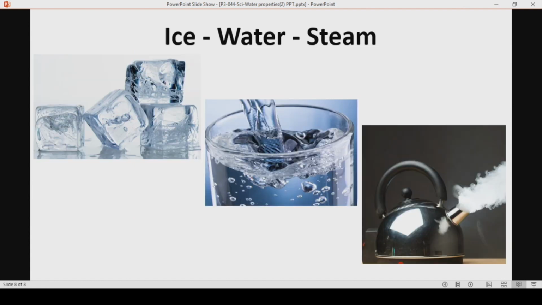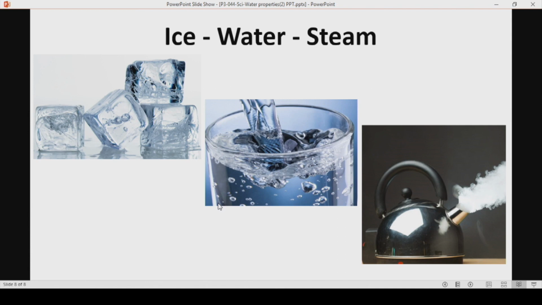So you can see here the 3 different types of water. Ice. Water in liquid form. And here we have steam.